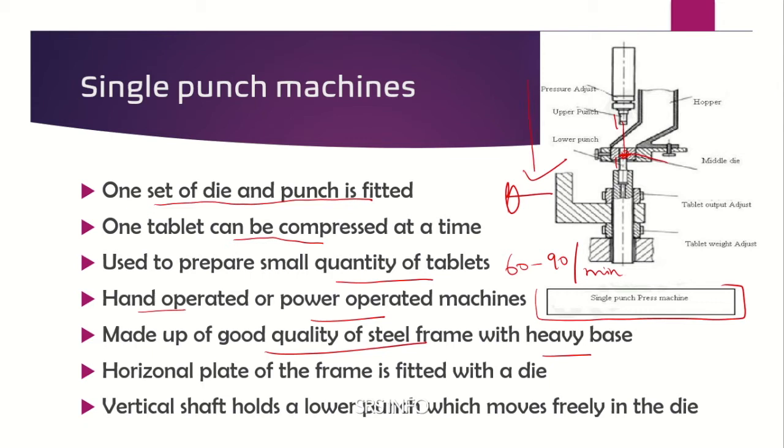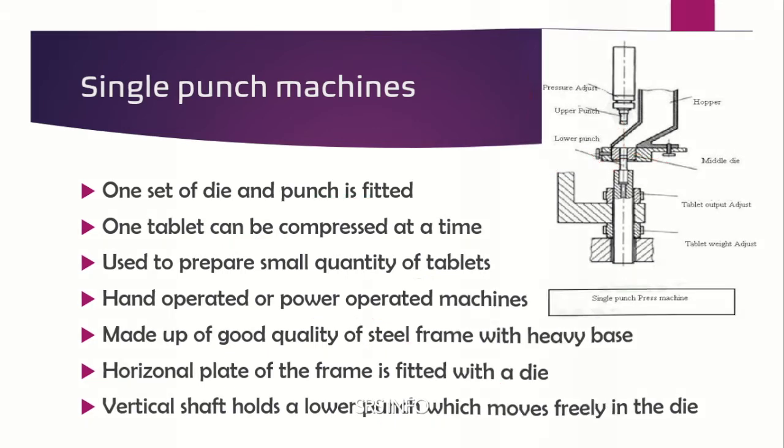There is a horizontal frame and a vertical frame. The horizontal frame is attached with a die. There is a vertical shaft. This vertical shaft holds a lower punch which moves freely in the die, and this is helpful for easy ejection also.